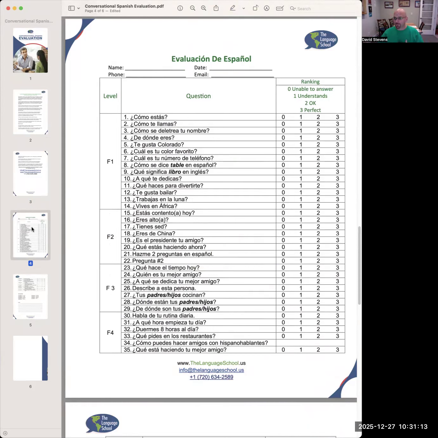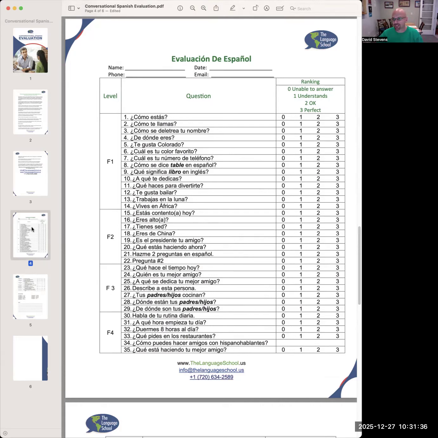Because I do conversational Spanish, I am interested in students' ability to understand me and to produce grammatically correct sentences in their level of fluency. So I take them through this series of questions whenever I get a new student. You can see on the right that there is a ranking system.